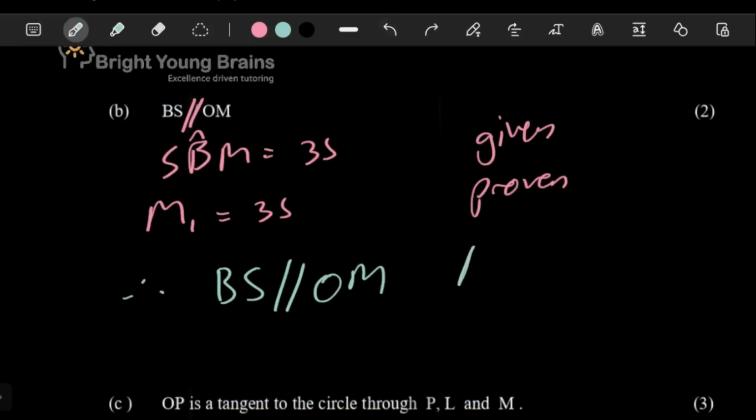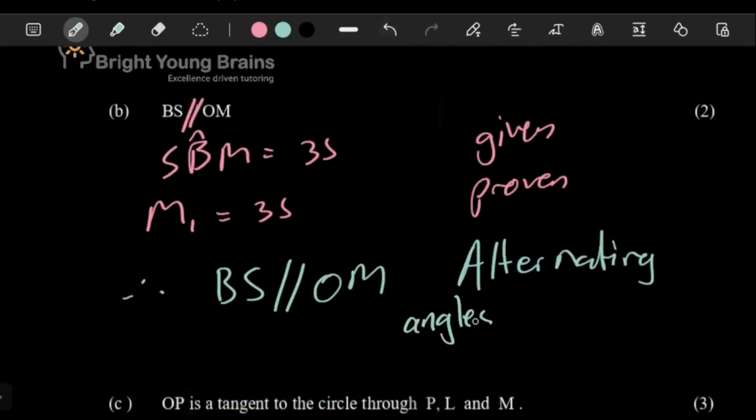Alternating angles. Come on, angles. Alternating angles are equal.